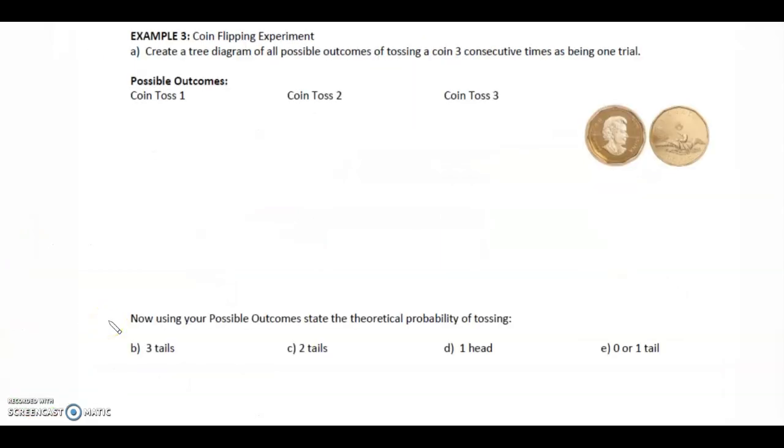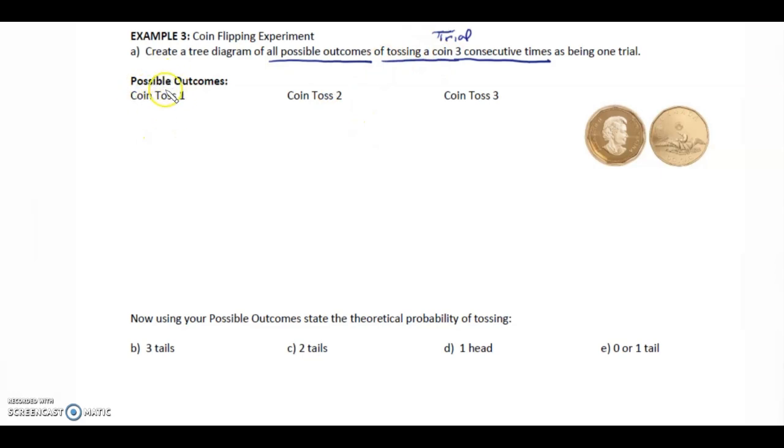Example 3, coin flipping experiment. So first what we're going to do is create a diagram, a tree diagram, of all possible outcomes of tossing a coin 3 consecutive times. Okay, and tossing a coin 3 consecutive times, this here is our trial. So this happens all at the same time. Okay, another way of thinking of this is tossing 3 coins, right? Because we're going to have 3 outcomes, but we're going to toss 1 coin 3 consecutive times.